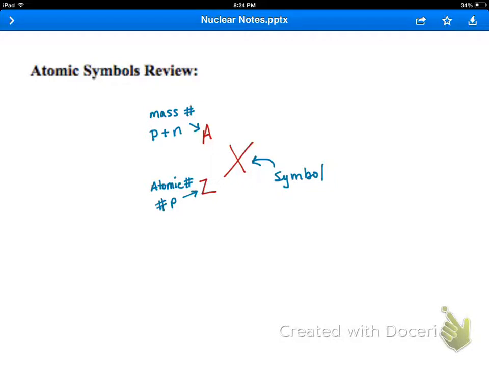So here's a review of atomic symbols. So the X stands for the symbol of the element, and A up here, the number at the top, is the mass number, which is the number of protons plus the number of neutrons, and Z, which is the bottom number, is the atomic number, which is just the number of protons. So remember that this bottom number here tells you what the element is going to be.